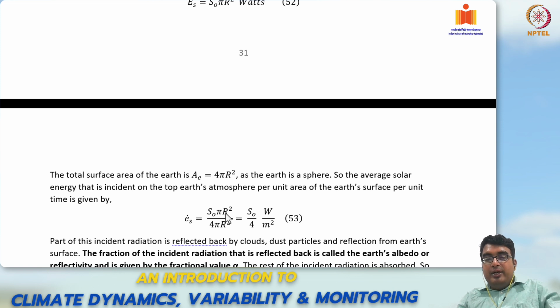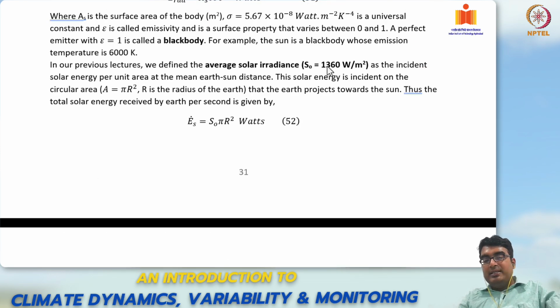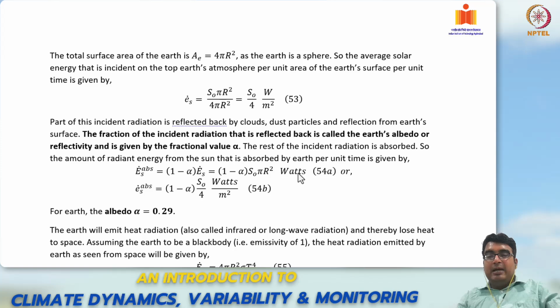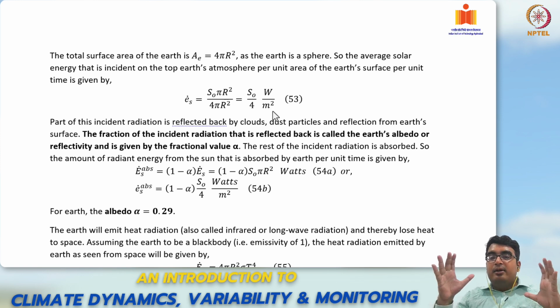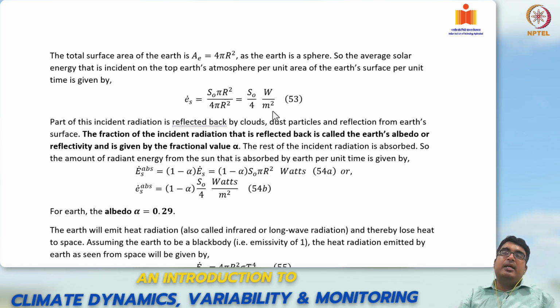This is S0 into pi r square, the total energy, divided by the surface area, which is 4 pi r square, which is S0 by 4. So, in the previous case, we saw this is 1360 by 4, that number was E dot S. So, small E dot S is S0 by 4 watt per meter square, which is the solar energy per unit area incident on Earth at the top of its atmosphere.